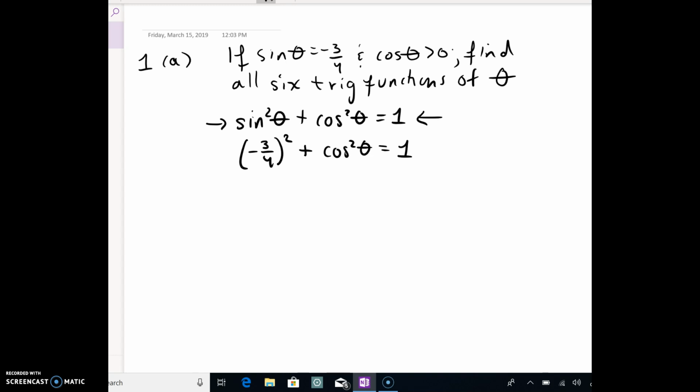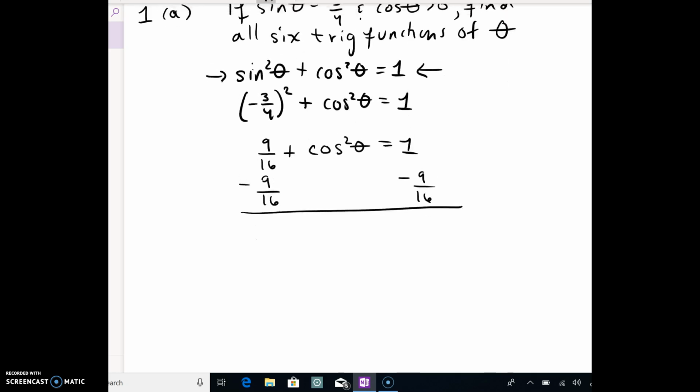Well, we know negative 3/4 squared, negative 3/4 times negative 3/4 is 9 over 16. So we know 9 over 16 plus cosine squared theta is equal to 1. Now we're going to subtract 9 over 16 from both sides, and what this is doing is allowing us to get cosine of theta by itself. We know cosine squared theta is equal to 1 minus 9 over 16. And if we want, we can rewrite this. It's probably wise to do this, finding a common denominator. So 1 is 16 over 16, and 16 minus 9 is equal to 7 over 16. So this is what we know so far. The cosine squared of theta is equal to 7 over 16.